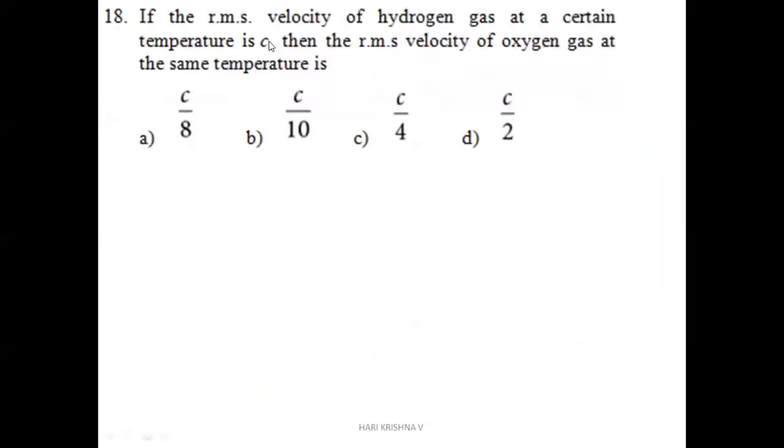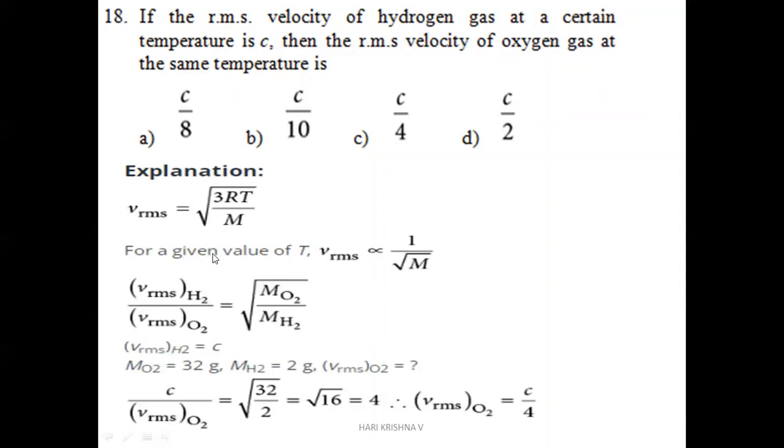Next, if the RMS velocity of hydrogen gas at a certain temperature is C, then what is the RMS velocity of oxygen gas at the same temperature? Same temperature, so what happens to the oxygen? We know that Vrms is the root of 3RT by M. That is the formula: root mean square velocity is root of 3RT by M. From this equation, velocity is inversely proportional to root of mass, 1 by root M. So Vrms of H2 divided by Vrms of O2 is root of mass of oxygen divided by mass of hydrogen. They have given Vrms as C.